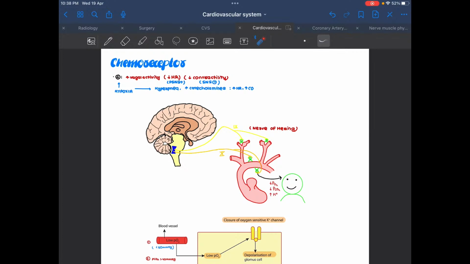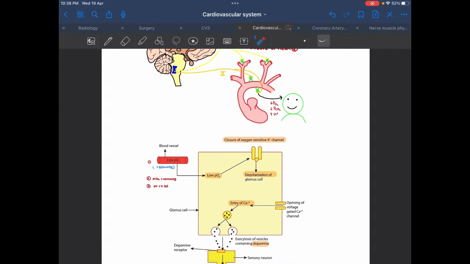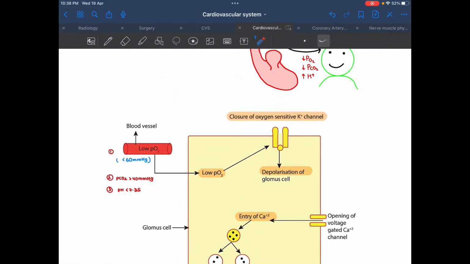But what are the different things which can actually stimulate your chemoreceptors? Let's see that. There are three main potent stimuli of your chemoreceptors, in decreasing order. The first one is your low PO2, that is hypoxia. Whenever the partial pressure of oxygen drops below 60 millimeters of mercury, that's the strongest stimulus of your chemoreceptors. The second one is your PCO2, hypercapnia, being more than 40 millimeters of mercury, and acidosis, that is pH being less than 7.35. And how is it all mediated?